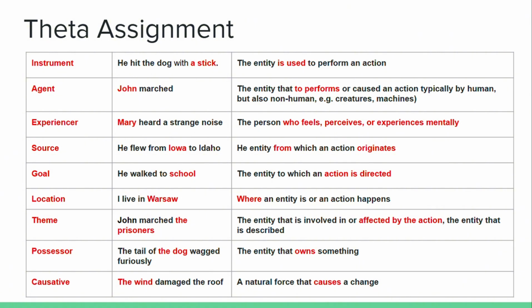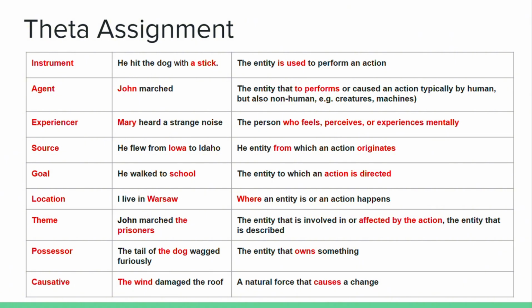Let's look at the term goal. The sentence, he walked to the school. The noun school is assigned the theta role of goal. And the term goal is defined as the entity to which an action is directed.